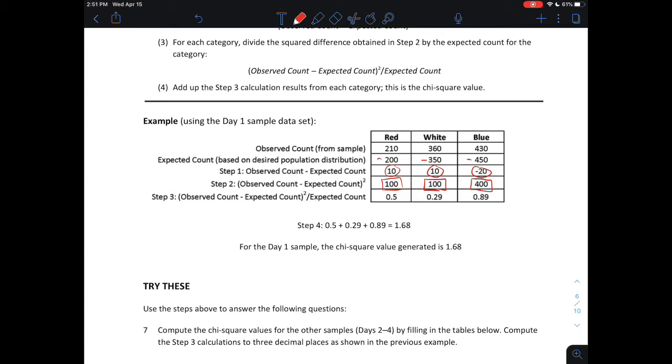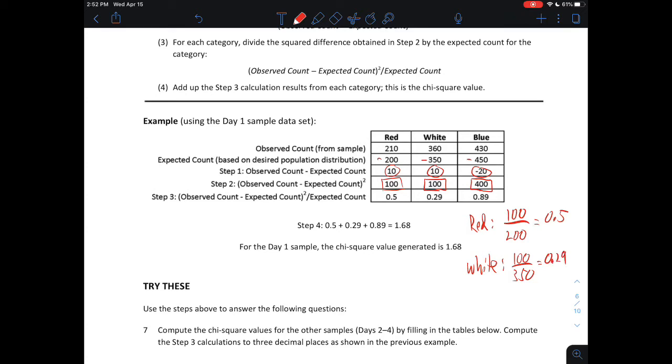So then step 3, take the result that I've boxed up there in each column, and now I have to divide by the expected count. For the red, in step 3, we took 100 and divided by the expected count for red, which was 200, and that gives us 0.5. For the white, we took what I boxed up, 100, and divided by the expected count in that column, 350. When you divide 100 by 350, you get 0.2857, but notice they just rounded it to 2 decimal places, 0.29.